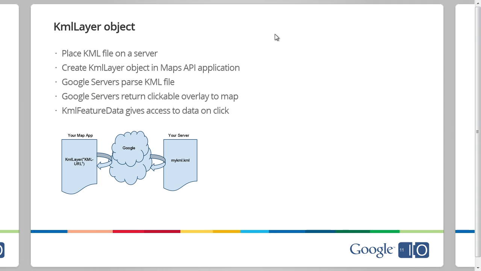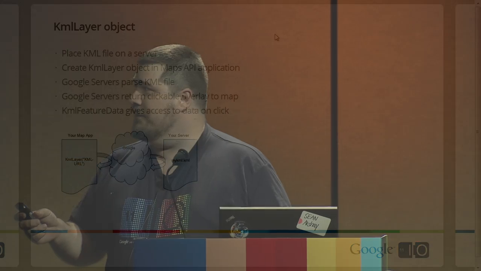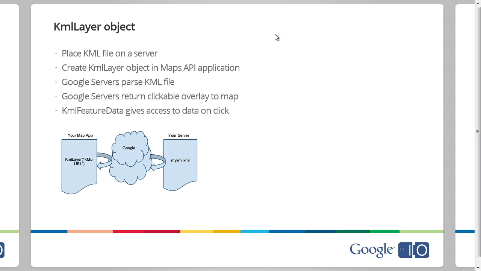Okay, so people often ask me about this process and how it works. You basically create this KML layer object, and I'm going to show you the actual code for this in a minute, but this is the particular process. Place a KML file on a server. You create this KML layer object in your Maps API application, and then the Maps API lets Google servers know where that is. Google servers go out, fetch the KML file, and render it into this clickable raster overlay, which they pass back to your Maps API application.